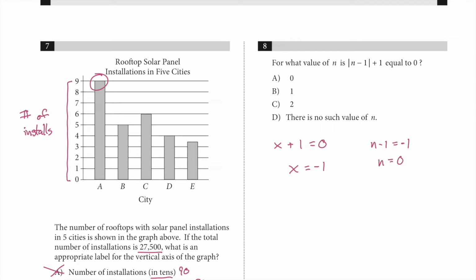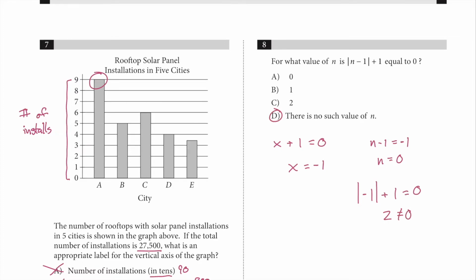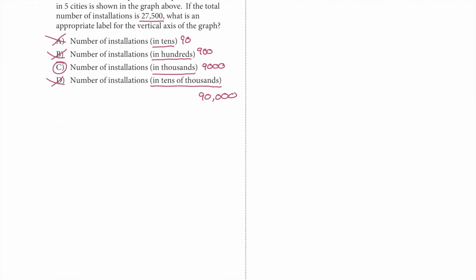But the quantity is an absolute value. So if we have n equal to 0, and we have the absolute value of negative 1 plus 1 equals 0, we'll get 2 equals 0, which isn't true. So there's no value of n that makes this true.